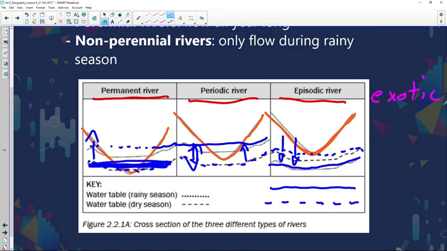Exotic river. Now, the longest river in the world is the Nile River. That's basically an exotic river. And fortunately enough, South Africa's also got an example of an exotic river, and that's the Orange River. So what an exotic river is, it's a river that does not receive its rainfall from the surrounding areas, but rather from a rainfall-rich area that's quite far away.